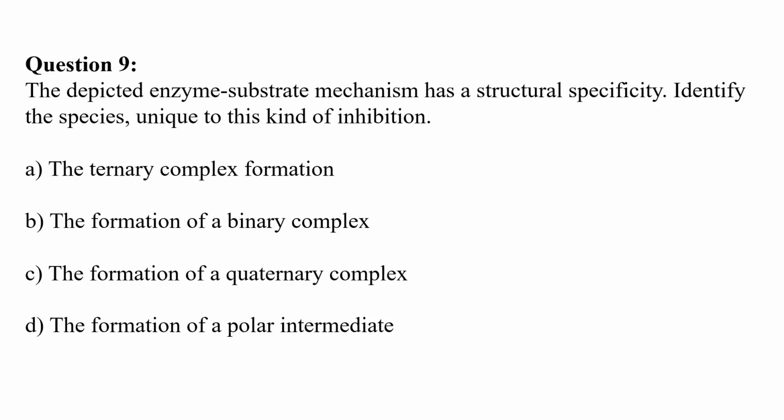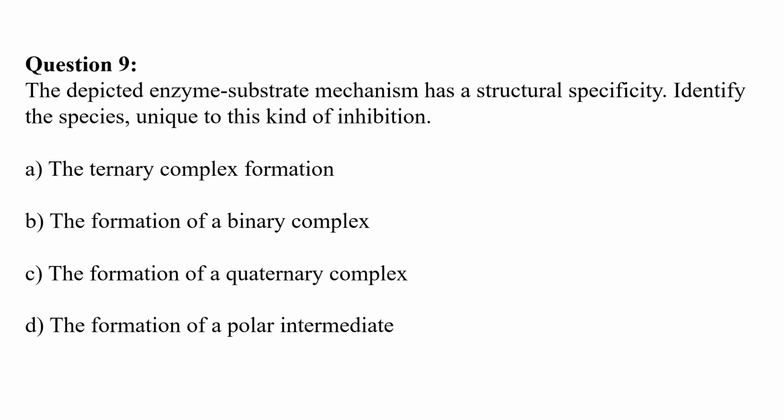Okay, so the next question, based on the same diagram: the depicted enzyme-substrate mechanism has a structural specificity. Identify the species unique to this kind of inhibition. So there is a specific structure that is forming in this kind of inhibition. What is it called? Option A, ternary complex formation. Option B, formation of a binary complex. Option C, formation of a quaternary complex. And option D, formation of a polar intermediate.